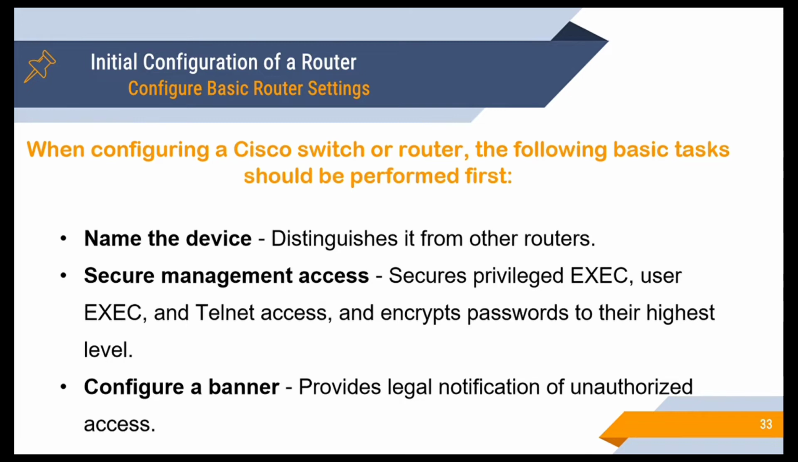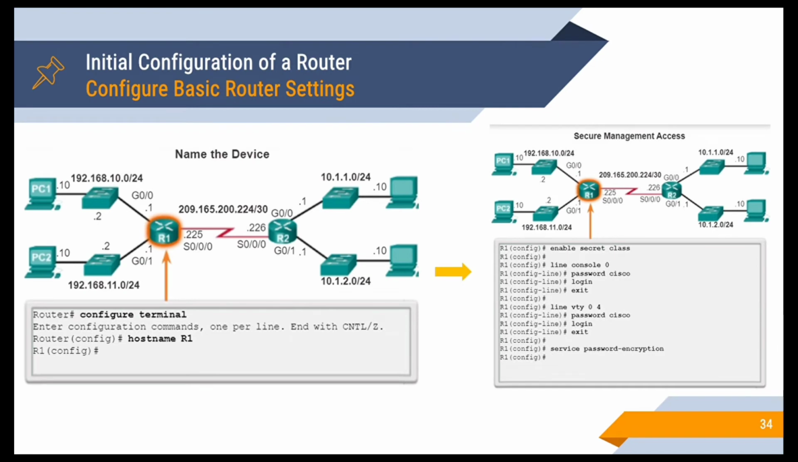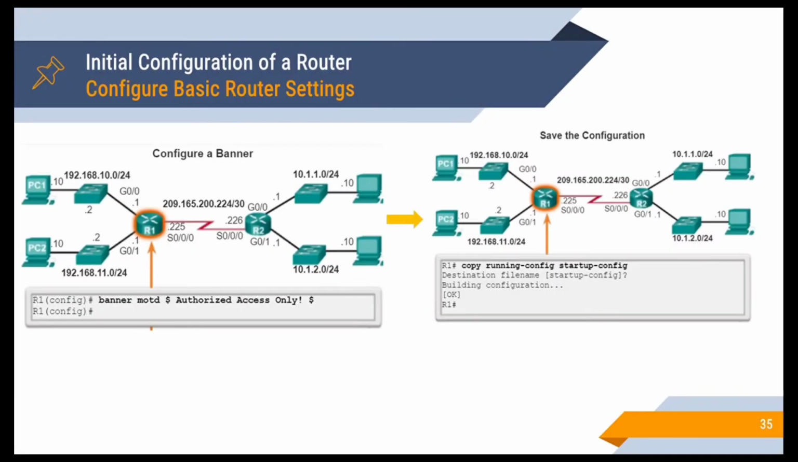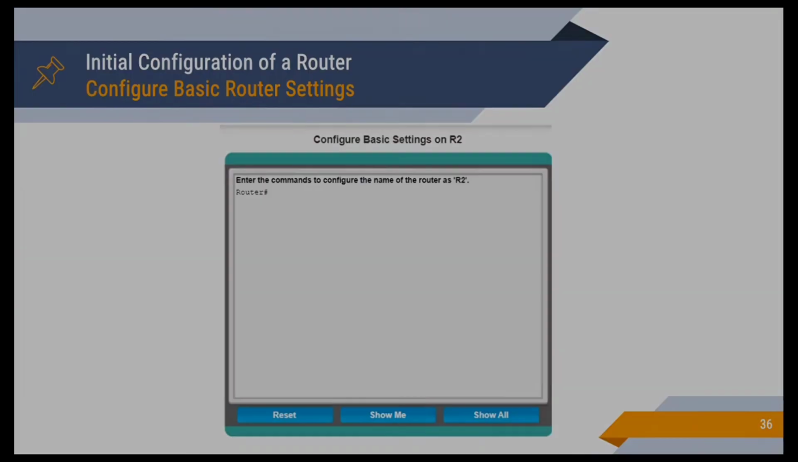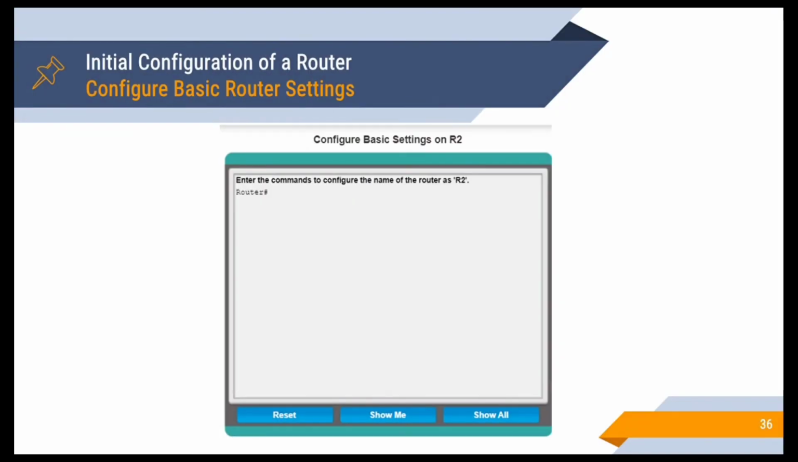Configure a banner, which provides a legal notification for unauthorized access. Note: always save changes on a router, then verify the basic configuration and the router operation. The device is named, management access is secured, and then in this figure a banner is configured and the configuration is saved. And lastly, in this figure, use the syntax checker to configure router R2.